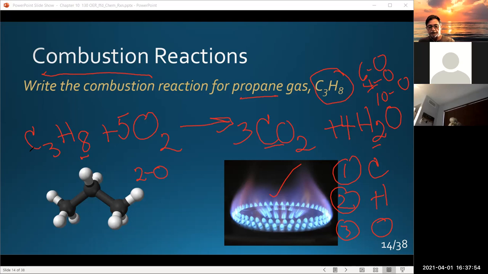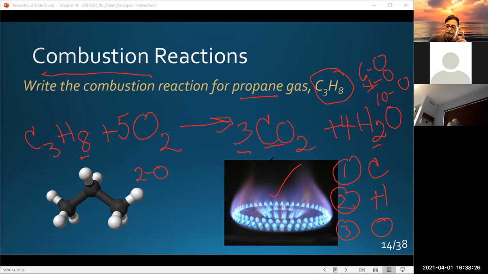So what this tells you is that one molecule of propane requires 5 molecules of oxygen. Quite a bit, huh? That's a lot of oxygen it takes to burn one molecule of propane. So remember that next time you're cooking your hot dogs, that you're taking up a lot of oxygen to cook that hamburger. And then you're creating 3 molecules of carbon dioxide and 4 molecules of water, okay?